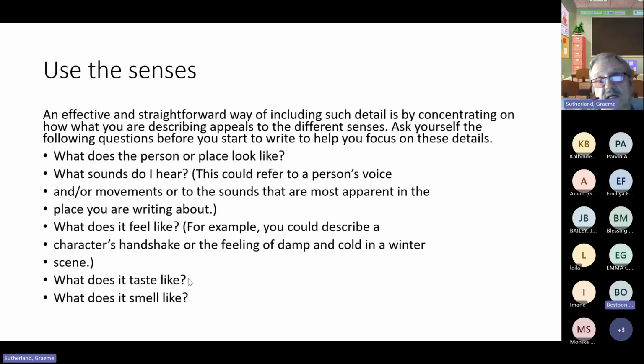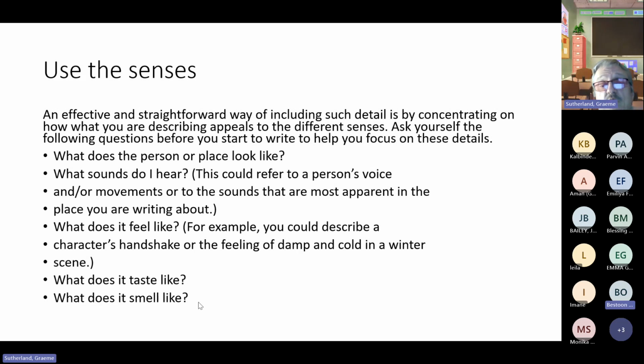What does it taste like? Now, maybe less obviously, sometimes we exclude taste, but you imagine that it's a hot day and you're running. Well, you're going to get salty sweat on your lips. You taste the salt on your lips. So sometimes taste does come into it. A lovely dinner or a lovely breakfast, you know, the taste that comes on.